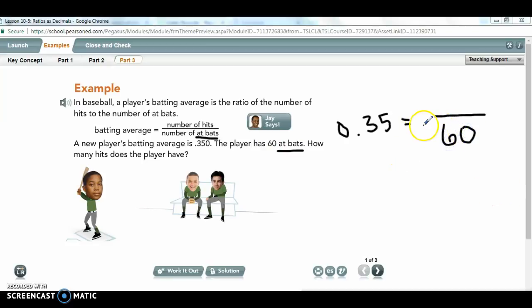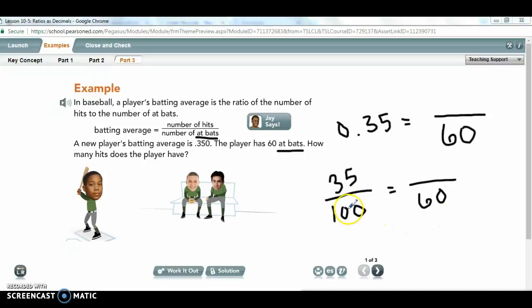So I know that I need to make 35 hundredths equivalent to a ratio of something over 60. What we can do with this is we can change this to finding equivalent fractions. I know that I can write 35 hundredths as a fraction rather than as a decimal, and I do that by writing it out just like I say it. 35 hundredths means 35 over 100. And that's going to equal something over 60.